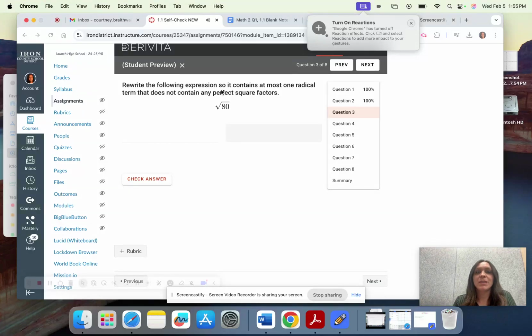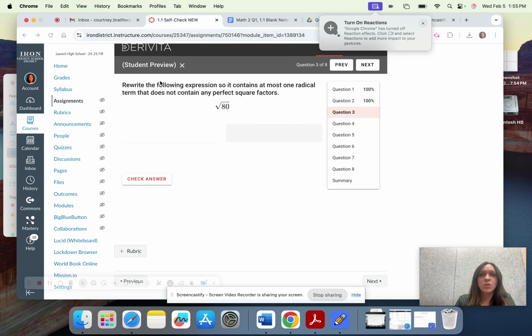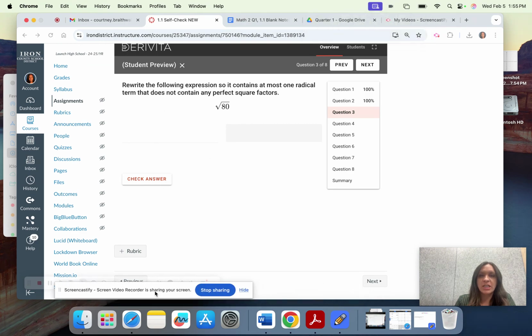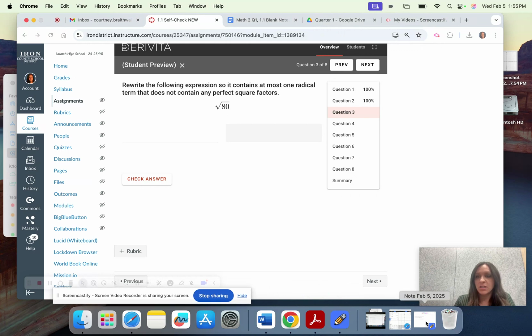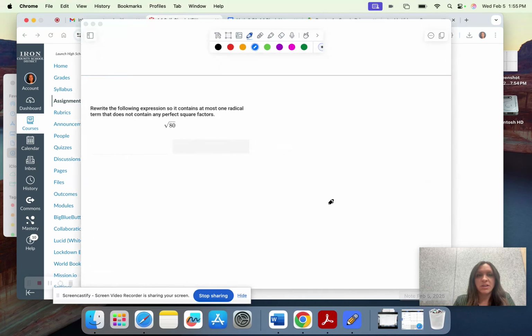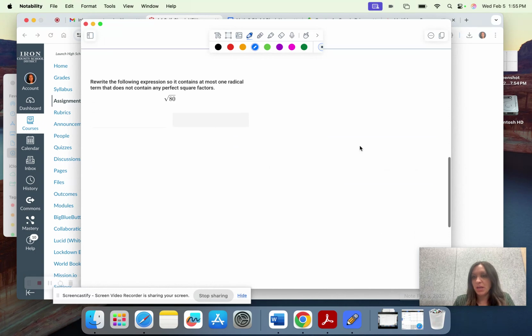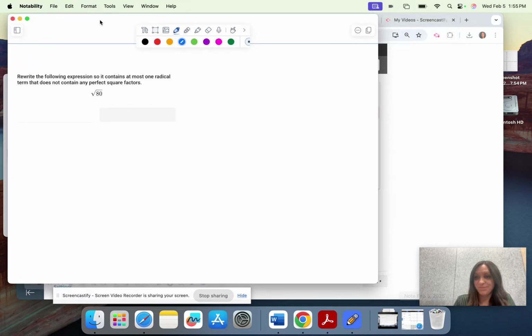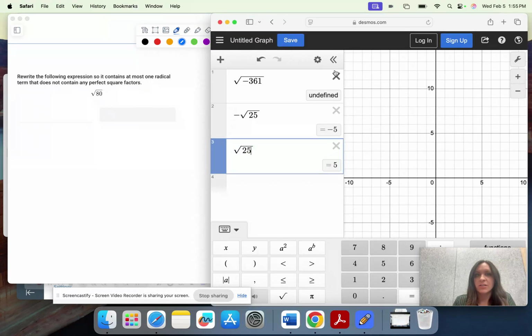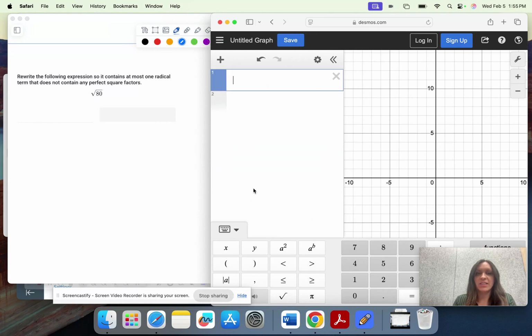All right, rewrite the following expression so it contains at most one radical term that does not contain any perfect square factors. So square root of 80 is our problem, and I like to always try and put it in Desmos, because why not? What if we just get our answer? So these are from the last problem. I'm going to exit out of them, and I get square root of 80.